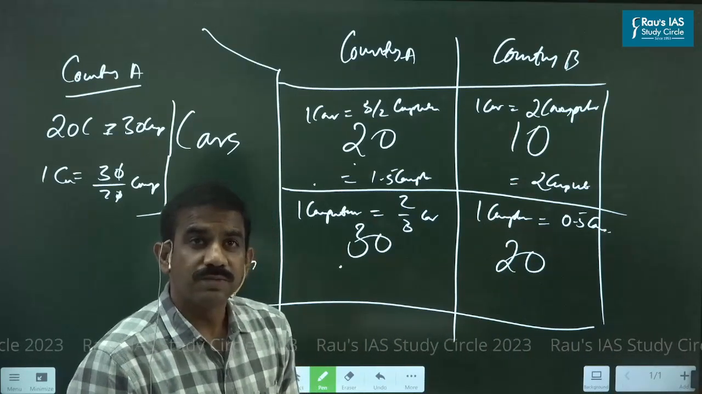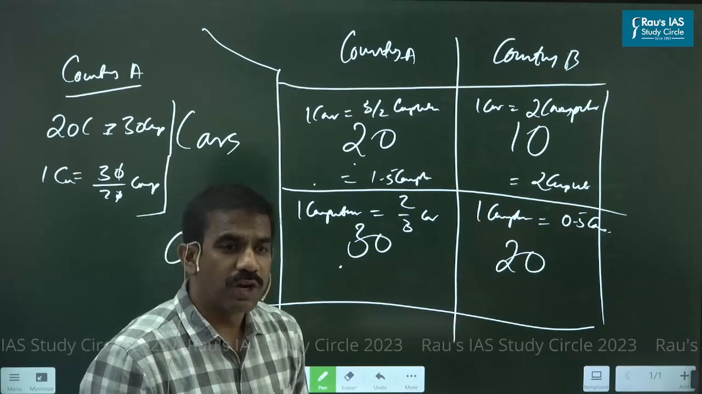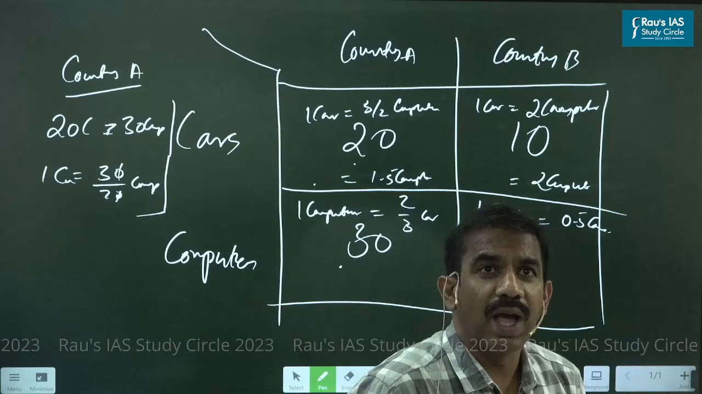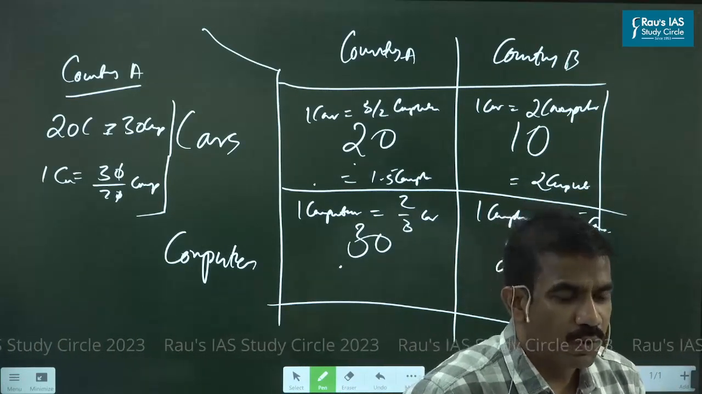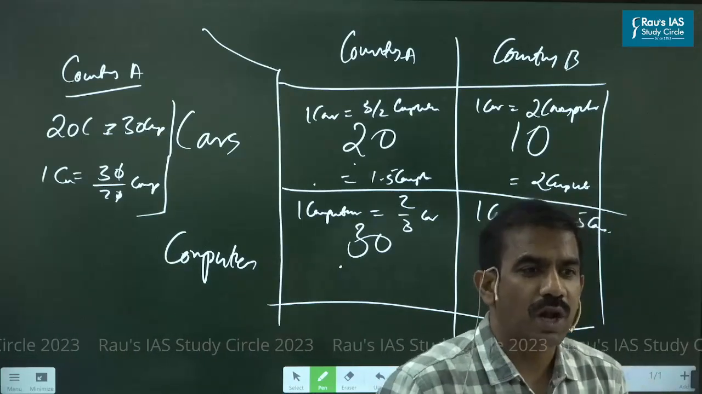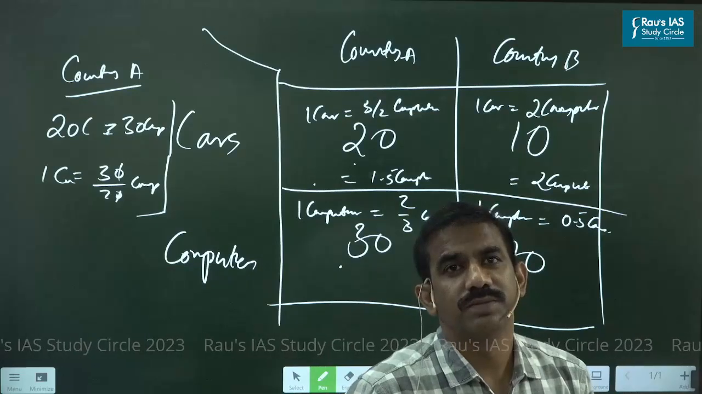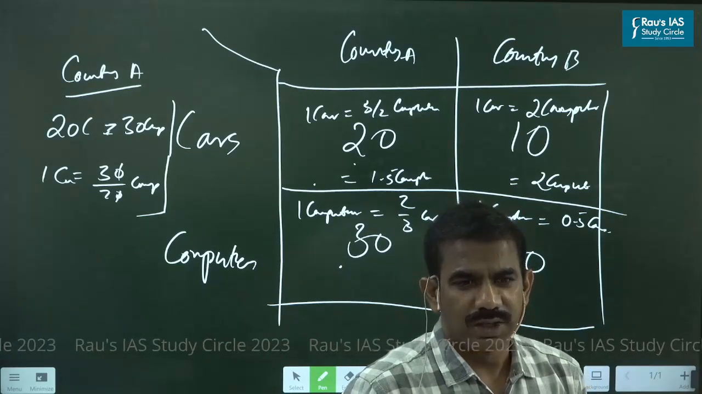B has more. Who is foregoing more in return for every extra car they produce? B, isn't it? So who has the highest opportunity cost for producing a car? B. Who has the least opportunity cost for producing a car? A. Is that clear now? Isn't it? Yes.